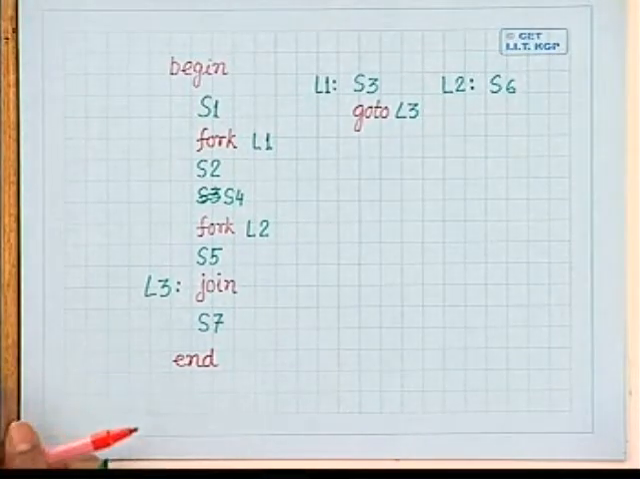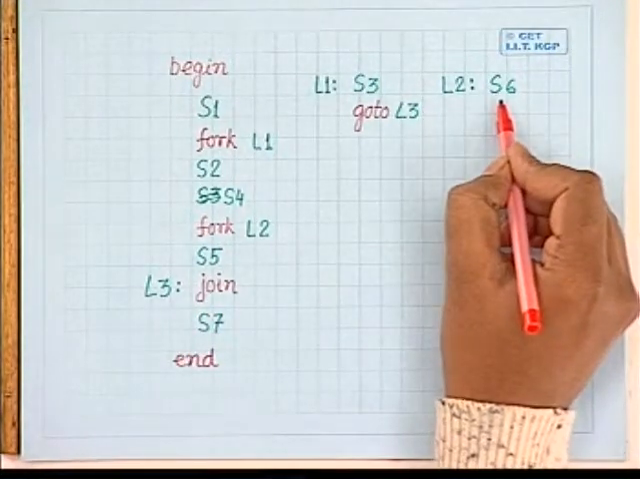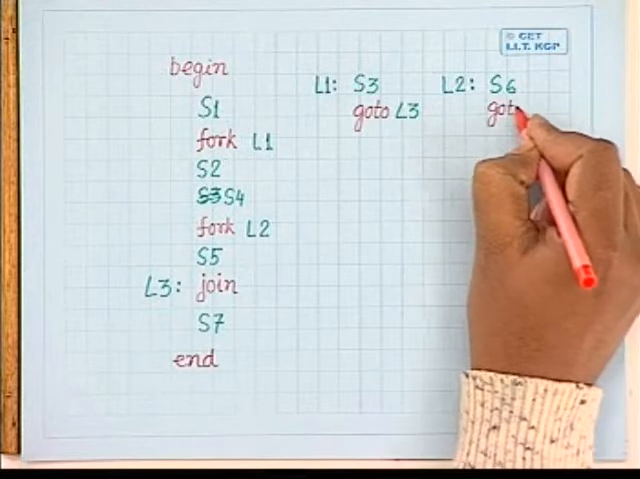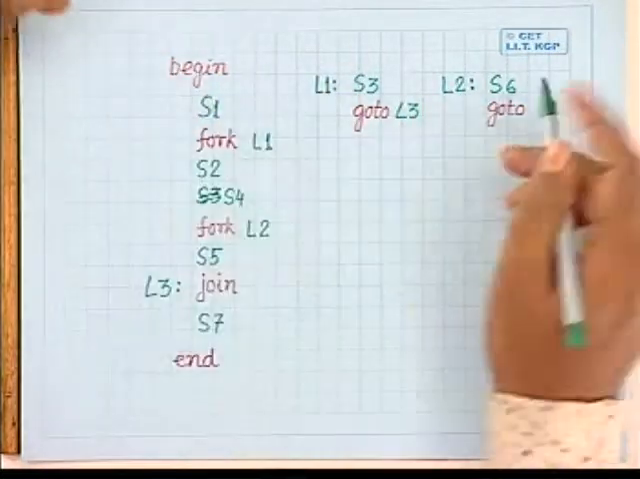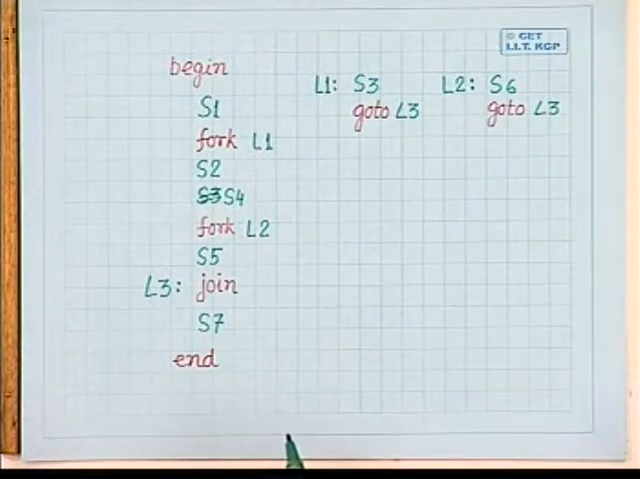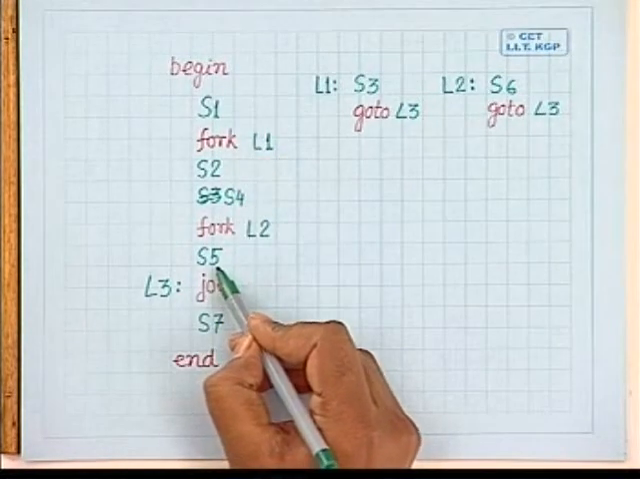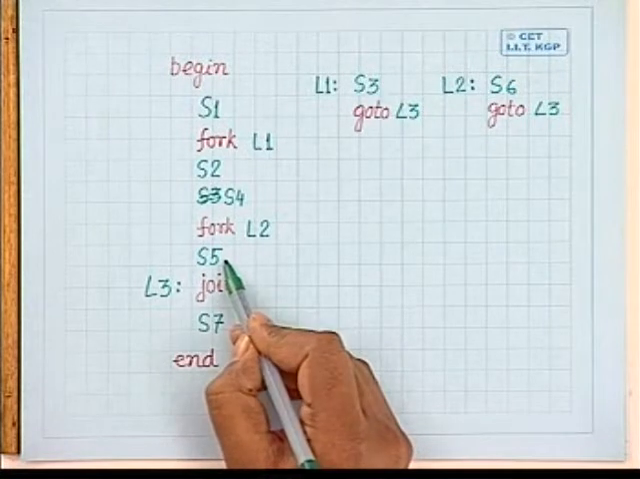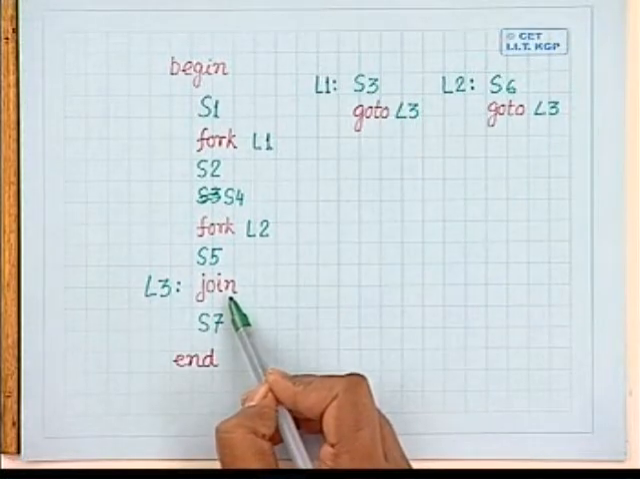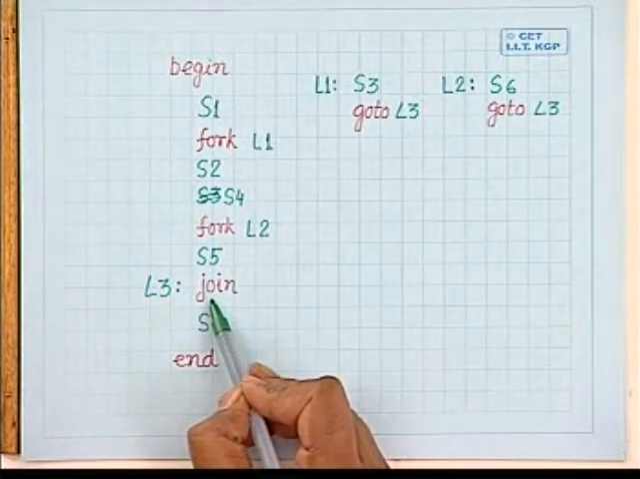Similarly, this process also has to come to L3 after completion of statement S6. So I'll also put here go to level L3 to execute the join statement. Now you find that the process which is continuing with S5 executes the join statement after completion of S5. The process executing S3 also executes the join statement, and the process executing S6 also executes the join statement after completion of S6.